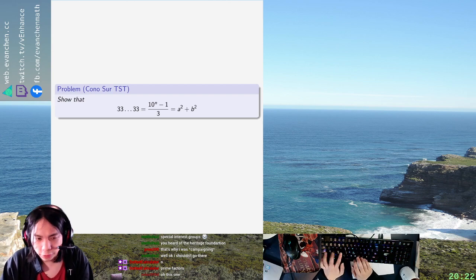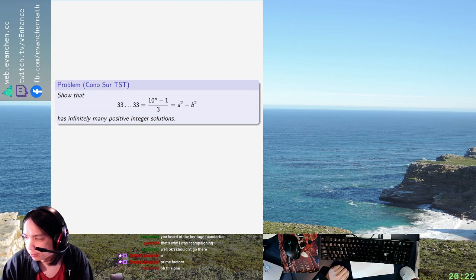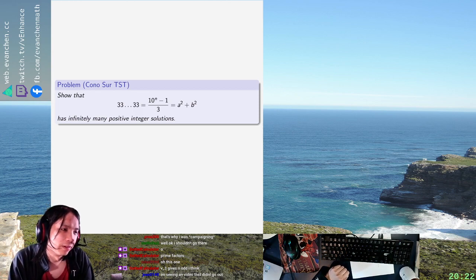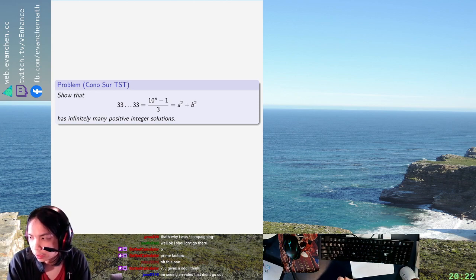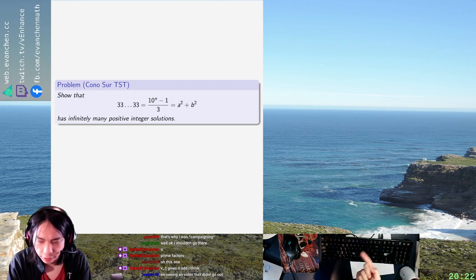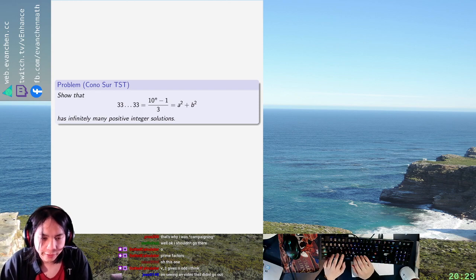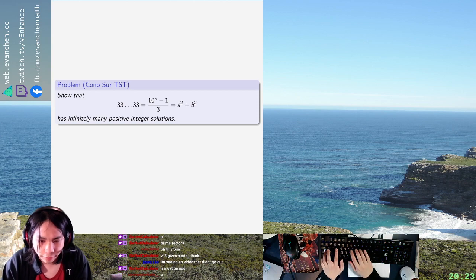Okay, so first things first, a squared plus b squared is usually not divisible by 3. As a special case of a very general theorem, if you want this to work, you require that a and b are divisible by 3, because the only squares are 0 and 1 mod 3, so you need 0 plus 0. So any solution must have 3 divides ab, and hence 9 divides (10^n - 1)/3.